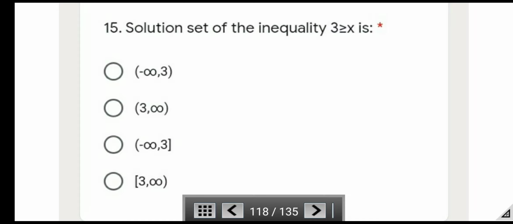Next question. Solution set of the inequality 3 is greater than or equal to x, that is x is less than or equal to 3, that is minus infinity to 3 is the right option.